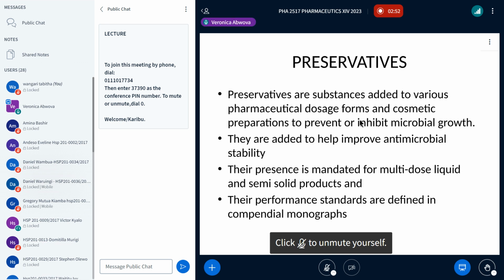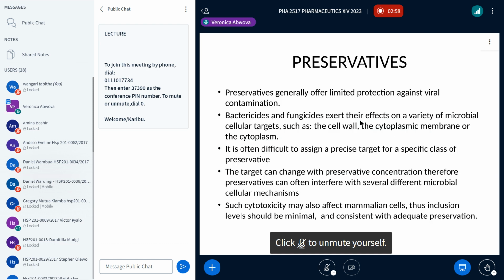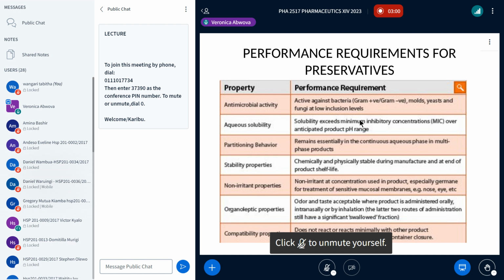Then last week we looked at different preservatives, the characteristics of preservatives, okay? And we looked at what are some of the performance requirements, okay? For instance, you need antimicrobial activity. Don't just add a preservative to a pharmaceutical product and yet it's not effective.